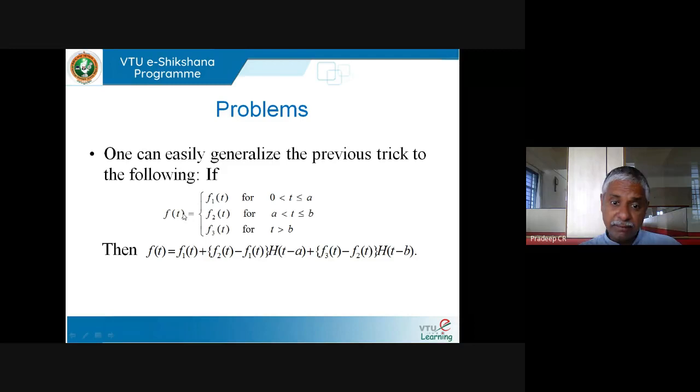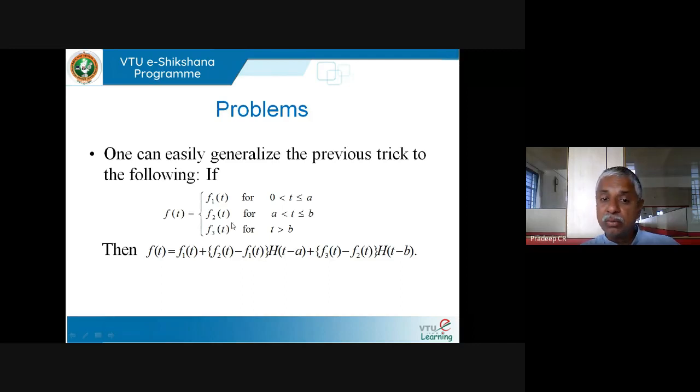Suppose f is f1(t) when t is between 0 and a, f2(t) when t is between a and b, and f3(t) beyond b. So these are three pieces. Between 0 and a, the function has one form. Between a and b, the function has another form. Beyond b, the function has yet another form.